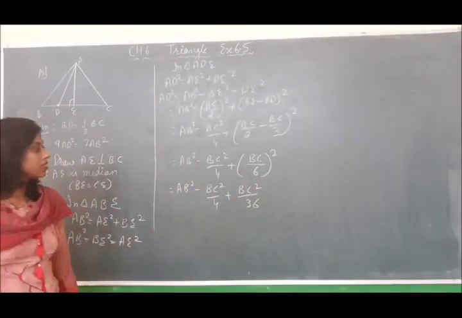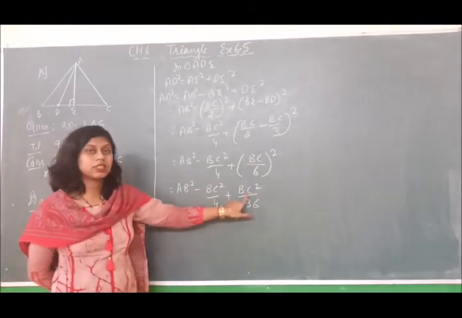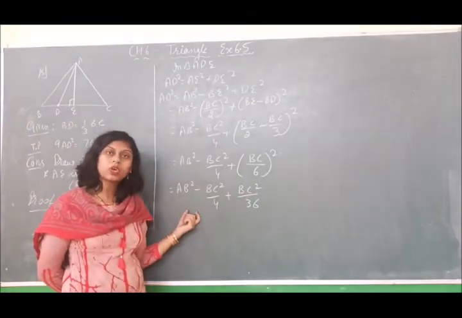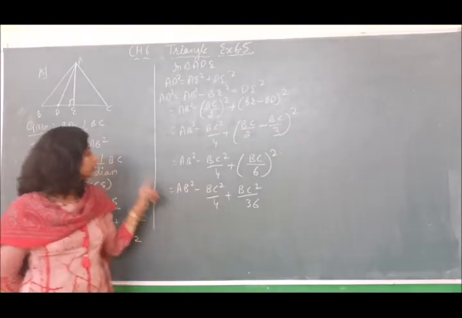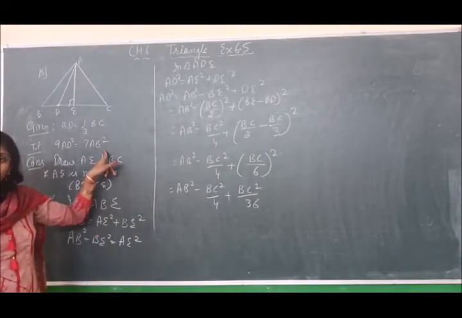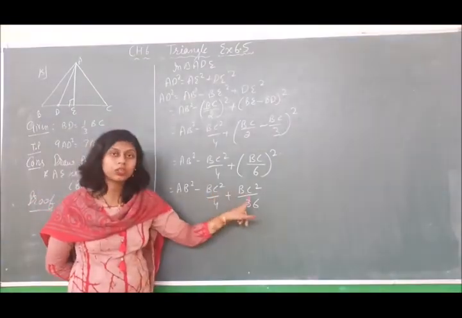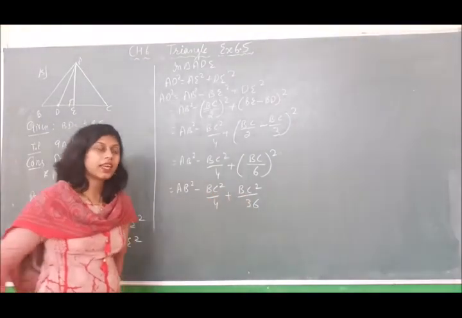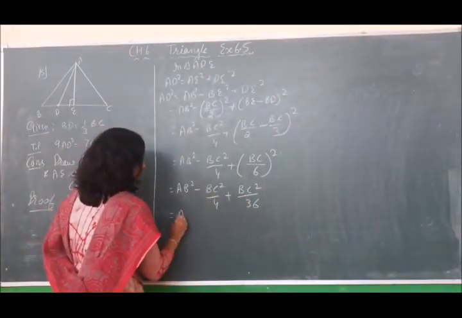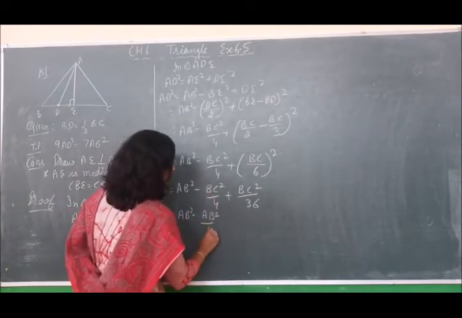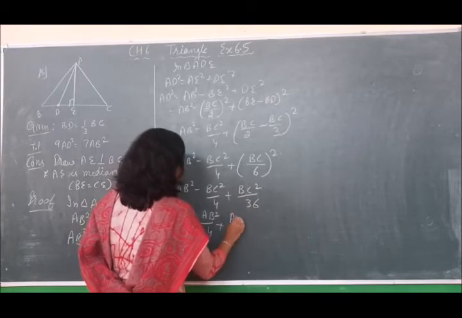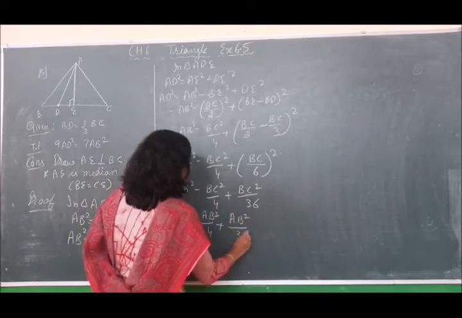Now here note one step. AB and BC both are equal. Why? Because ABC is an equilateral triangle. So to prove we need AB, so replace both BC sides with AB. AB square as it is, BC replaced with AB, AB square by 4, this BC again for AB square by 36.